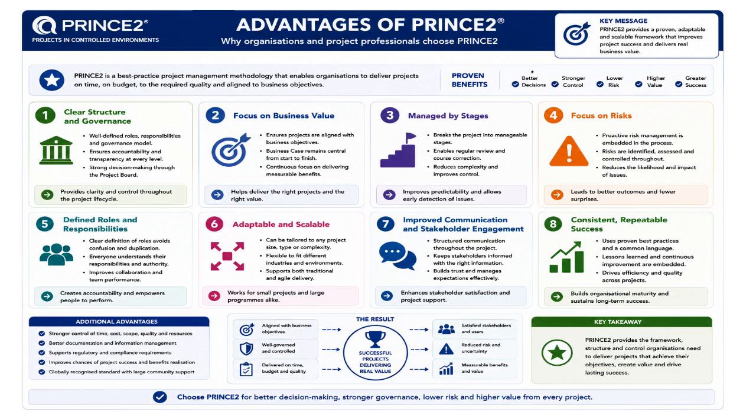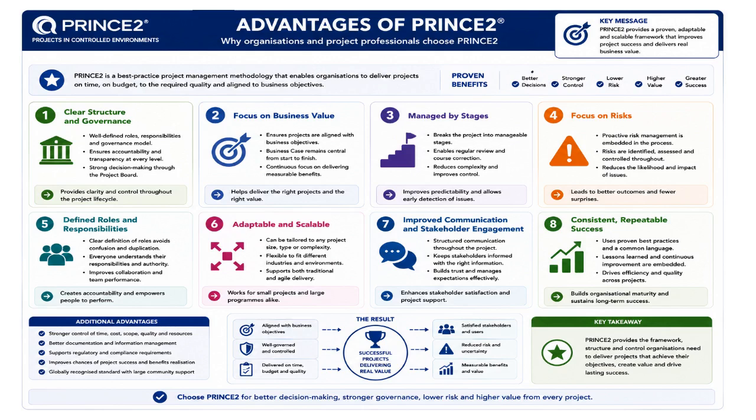The first advantage is clear structure and governance. PRINCE2 provides a very organized framework for managing projects. Everyone knows who's responsible for what, who makes decisions, how reporting works, and how the project is controlled. This structured governance model improves accountability, transparency, and decision-making throughout the project lifecycle. Without structure, projects can easily become chaotic, with unclear responsibilities and poor communication. PRINCE2 helps prevent this by providing clear control mechanisms and governance boundaries.